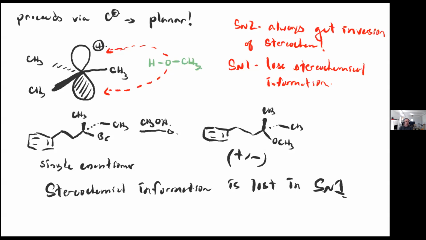Quick question. I'm still kind of confused on what you mean by losing the stereochemical information. Do you mean that... I was going to say, if it's not inversion, what else would it mean? Racemization. If I start with a single enantiomer of starting material, I'm going to get a racemate in the product. Does that clarify? Yeah. Thank you.